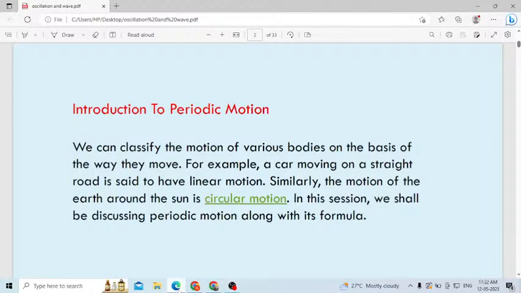Yes, let us study what is meant by introduction to periodic motion.